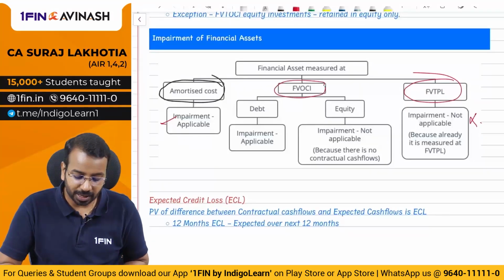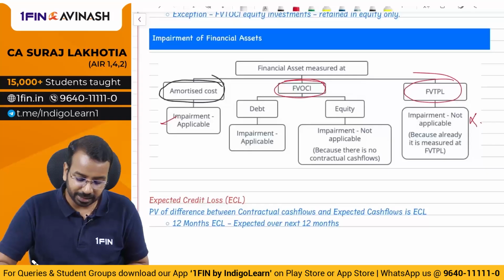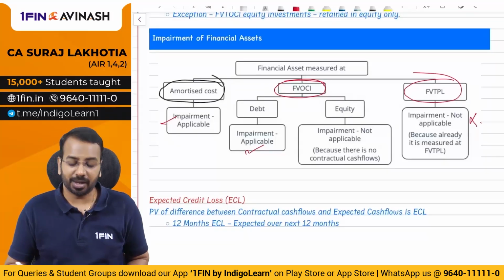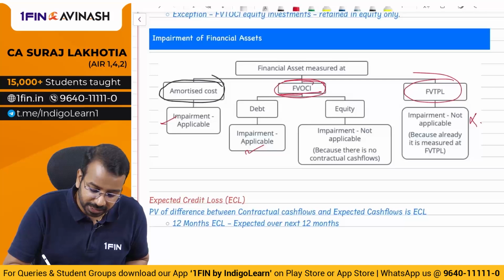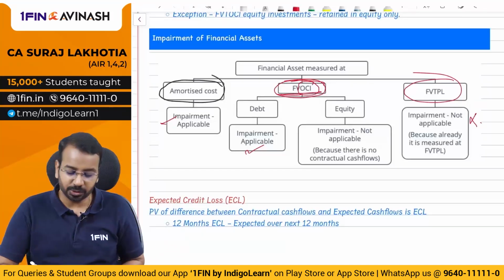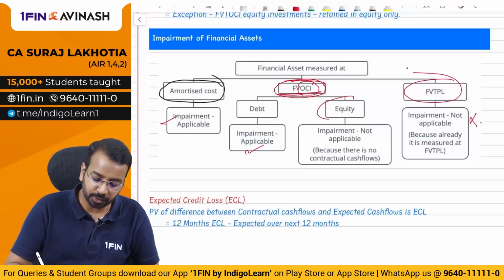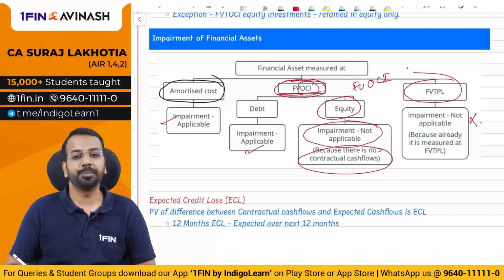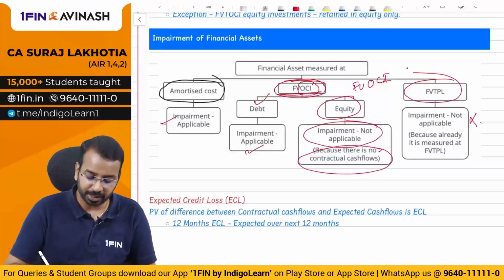But if it is fair value through other comprehensive income, then we will calculate impairment. Sir, why will we calculate impairment when we are measuring here at fair value? This fair value changes is recorded in OCI. Impairment losses have to be recognized in P&L. That is why we calculate. Then when it comes to equity, all the fair value changes are recognized in OCI, and because there are no contractual cash flows, we cannot calculate impairment here. Okay, but for debt we can calculate impairment.